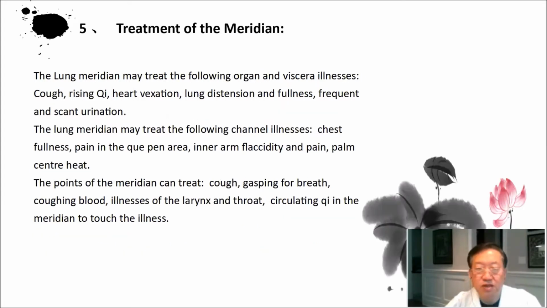The lung meridian may treat the following organs and viscera illnesses: cough, rising qi, heart vexation, lung distension and fullness, frequent and scant urination. The lung meridian may treat the following channel illnesses: chest fullness, pain in the chui pen area, inner arm flaccidity and pain, palm center heat. The points of the meridian can treat cough, gasping for breath, coughing blood, illnesses of the larynx and throat, circulating qi in the meridian to touch the illness.